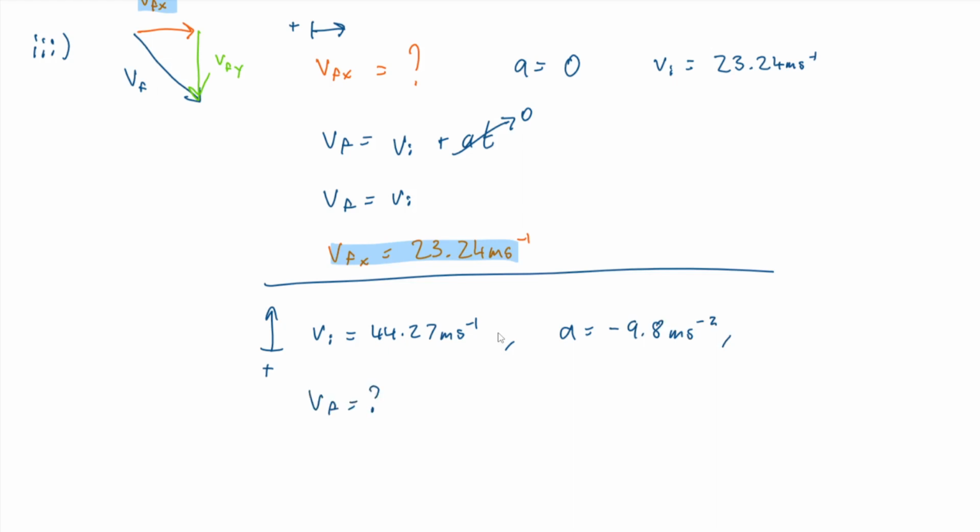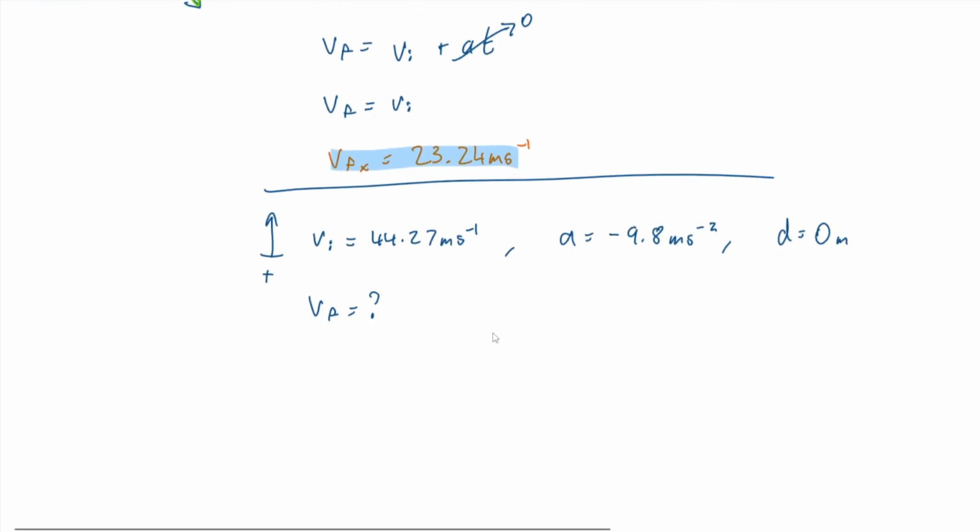Do we know the time? No. Do we know the distance? Yes. Distance is actually 0 because it's when it hits the ground again. So its distance will be 0. So 3 knowns, 1 unknown we can solve. So Vf, Vi, a, and d. So Vf squared equals Vi squared plus 2ad.